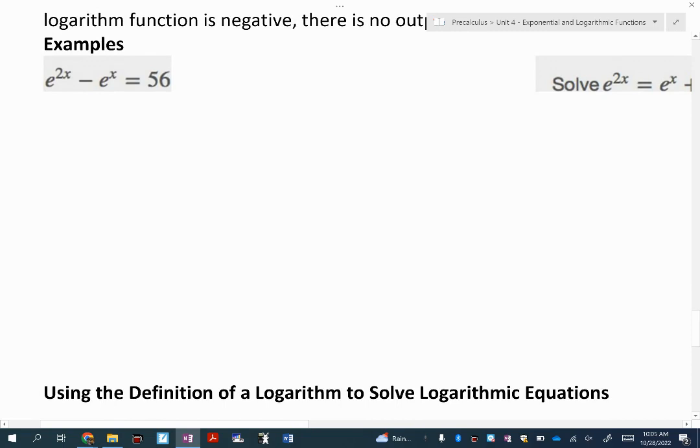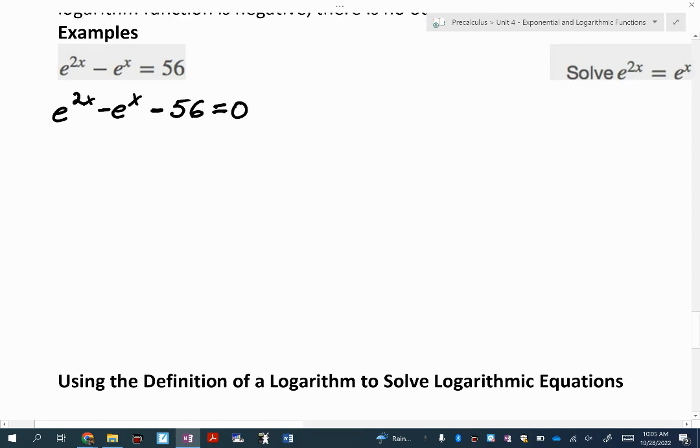This is e raised to the power of 2x minus e raised to the power of x equals 56. So these are equations involving e, all right? But what's going to be kind of new to you, and don't be mad, is something that's going to happen from time to time: I'm going to move this 56 over and make it minus 56. And now I know it's hard to believe, but I'm actually going to factor this.